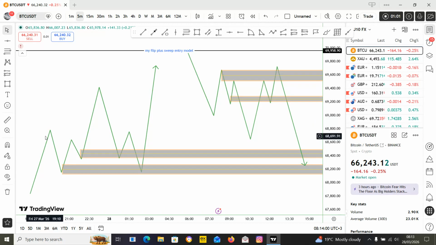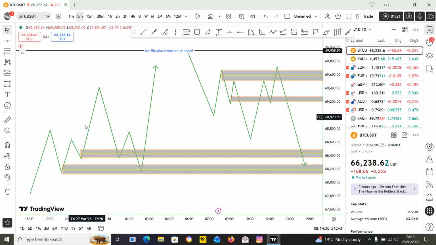So in this strategy, we are gonna be using two time frames. One, the higher time frame to build our narrative. Then two, our lower time frame to execute our trades when we see our entry model.